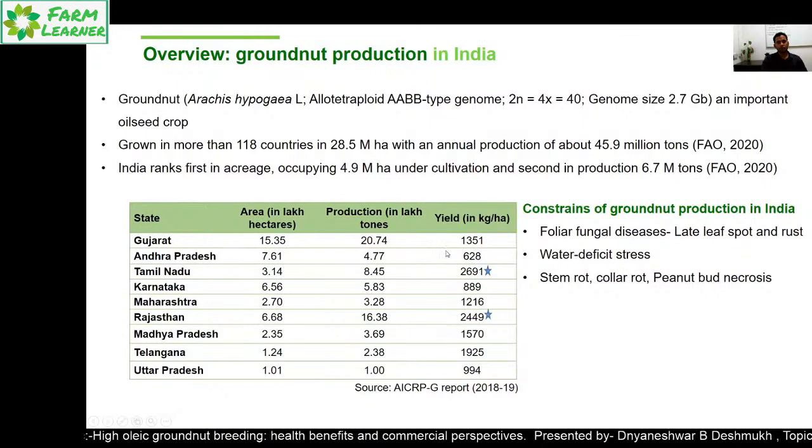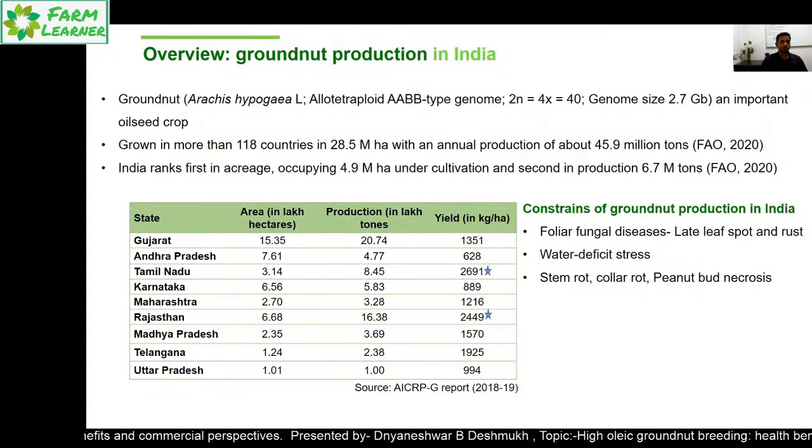And then if you look at the productivity of groundnut, then Tamil Nadu tops the yield, giving 2691 kg per hectare, followed by Rajasthan at 2449 kg per hectare.